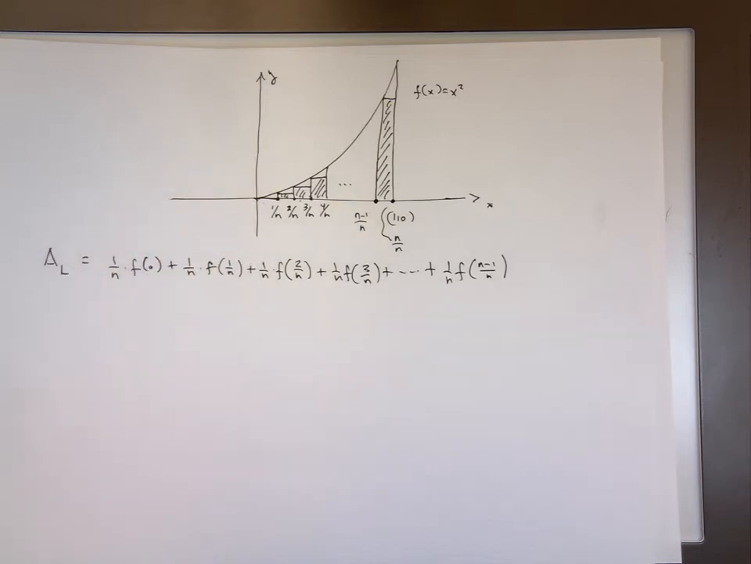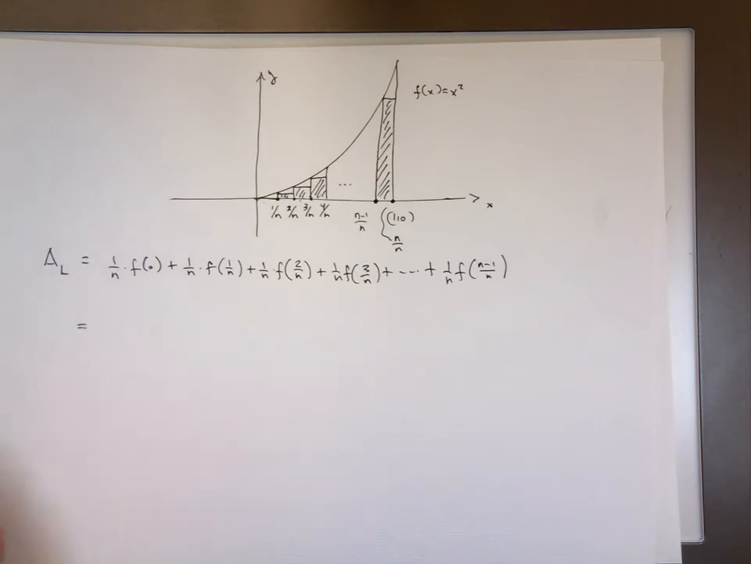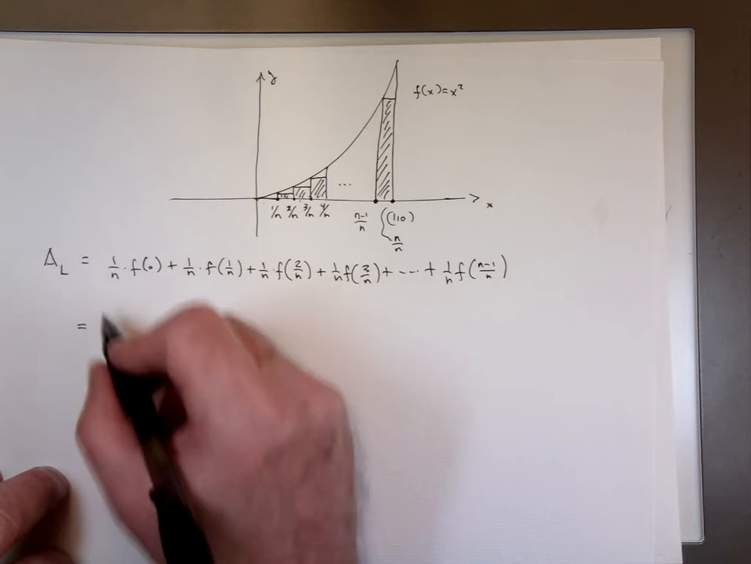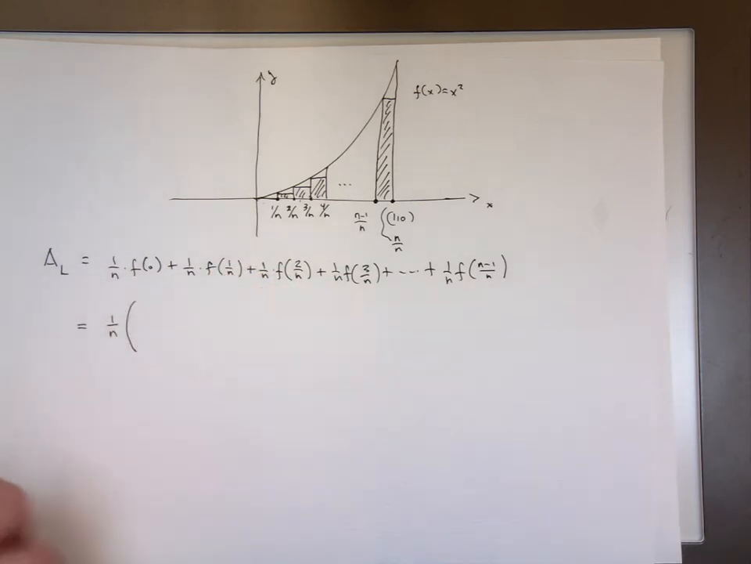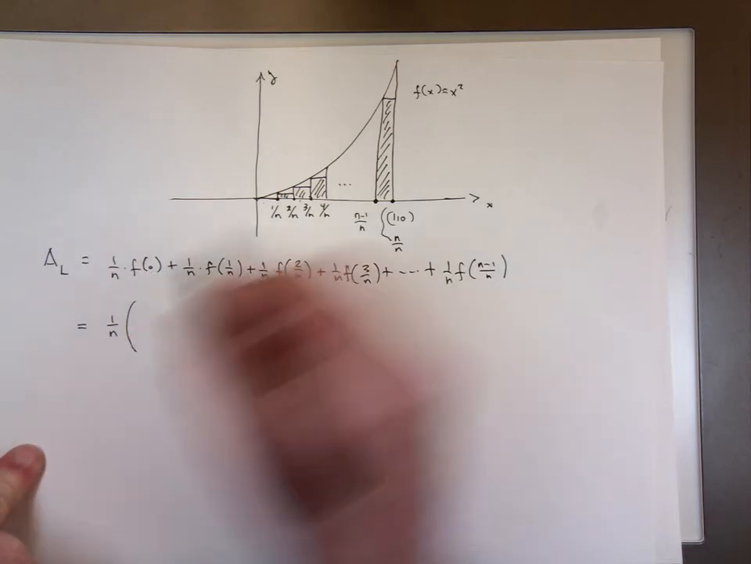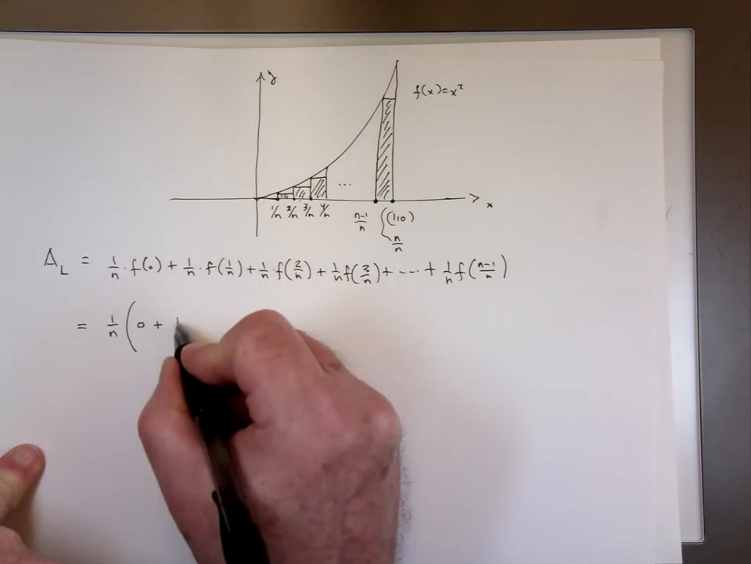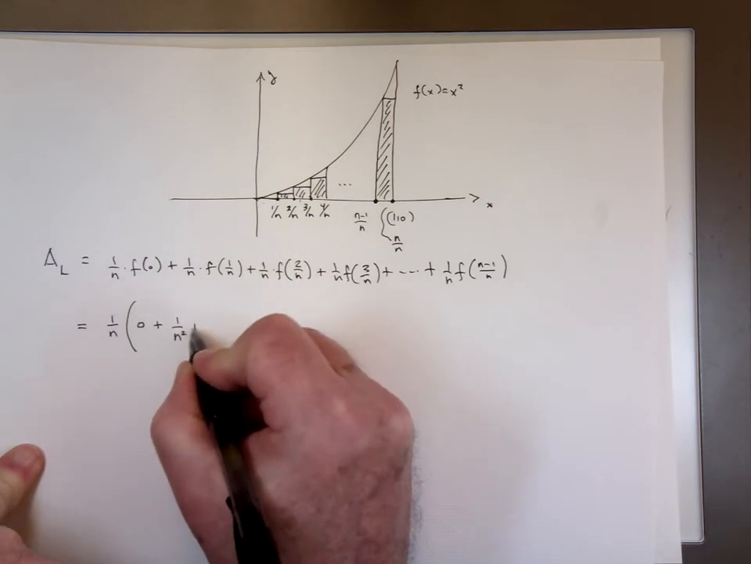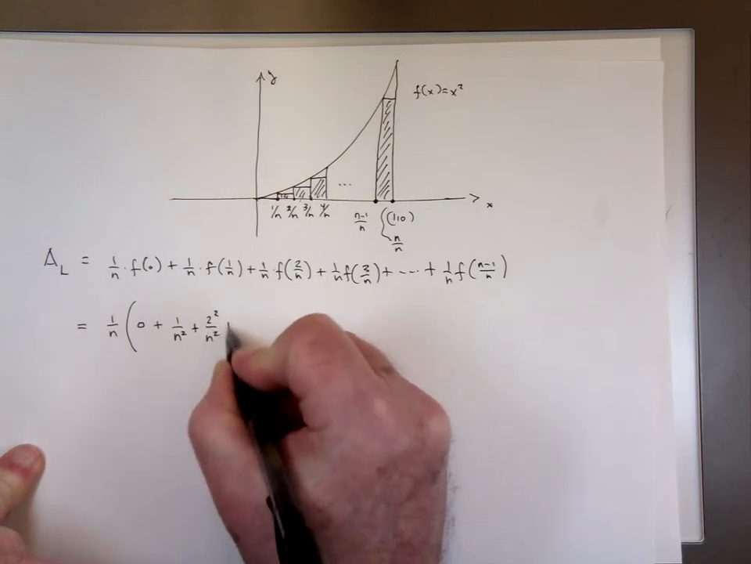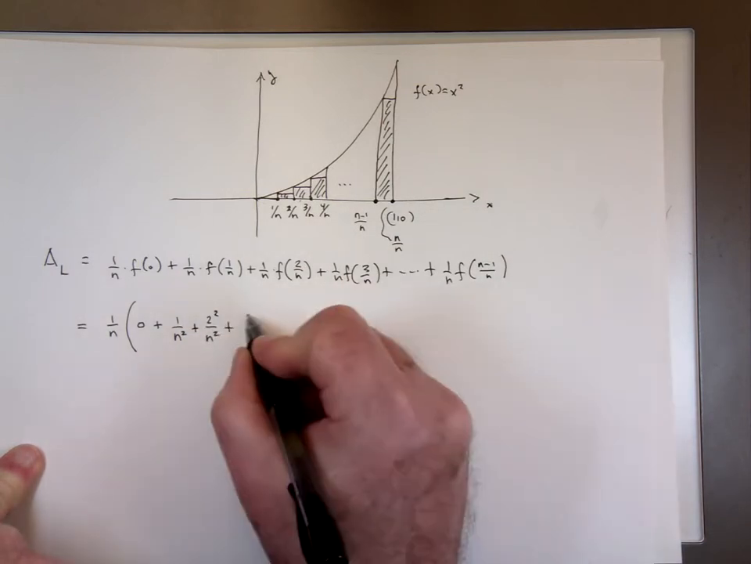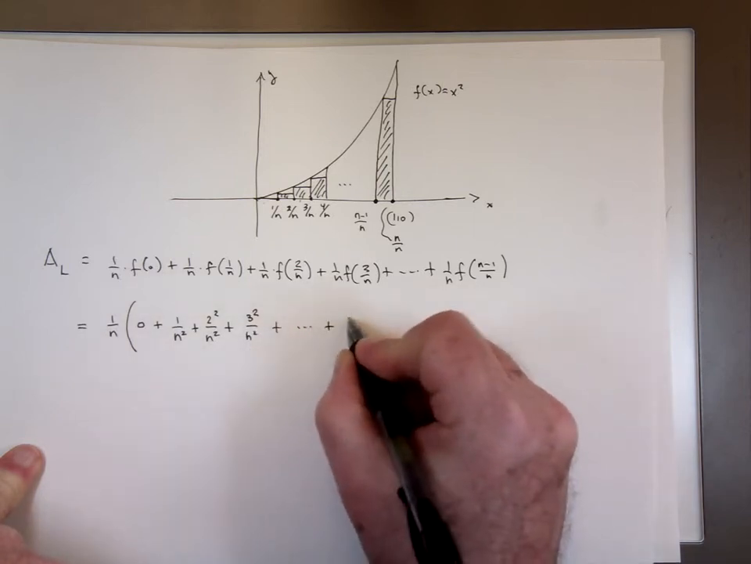So in terms of left endpoints, that area is, in the left endpoints, I'm going to factor out a 1 over n. I have f of 0. Okay? f of 0 would be 0. Plus f of 1 over n is 1 over n squared. Plus 2 over n is 2 squared over n squared. 3 over n is 3 squared over n squared. Okay? Plus n minus 1 squared over n squared.